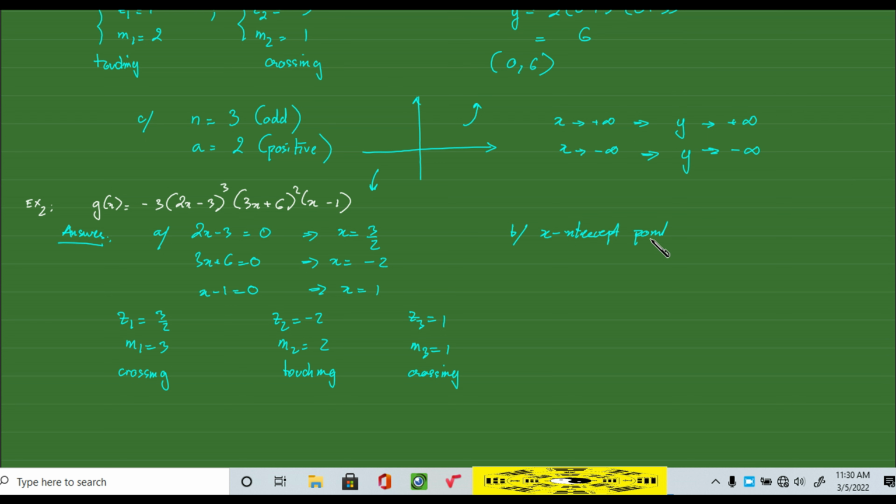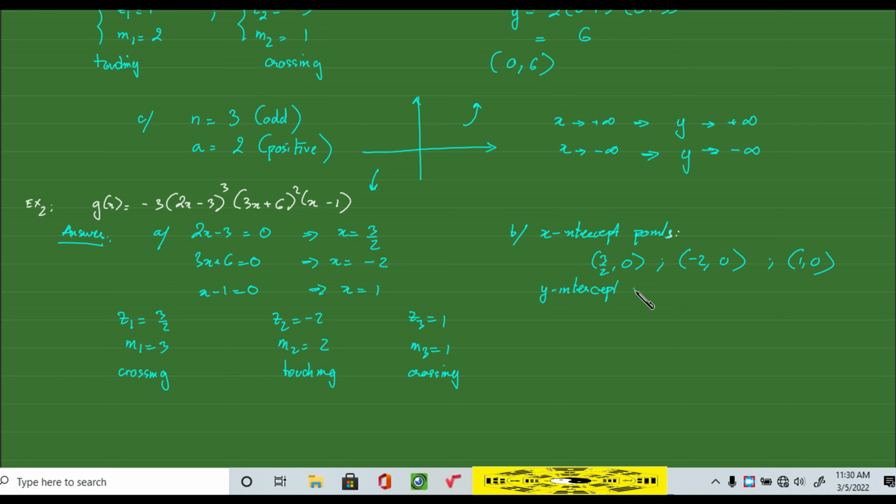Okay, so the x-intercept points, we already got them. So there will be 3 points right here, right? The first point will be (3/2, 0), then (-2, 0), and (1, 0). Here you go.